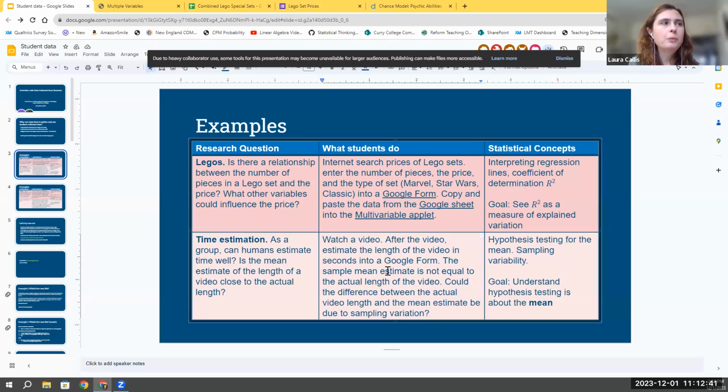And so I found that when we do this activity, it feels like they understand that we're talking about the mean, and we're not saying, oh, most people don't estimate well or something like that. We're talking about the group mean.